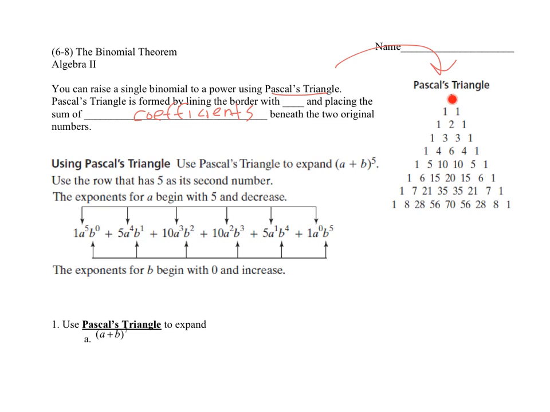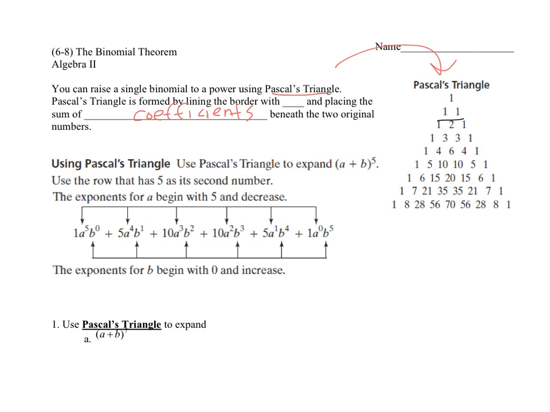One, start with 1. Then underneath it, since you're bordering it with ones, notice how 1 plus 1 is 2, so that goes right underneath 1 plus 1. 1 plus 2 is 3. 2 plus 1 is 3 underneath here. 1 plus 3 is 4. 3 plus 3 is 6. 3 plus 1 is 4. And you keep going. Okay, so that's pretty neat, and you can use it to expand a binomial.